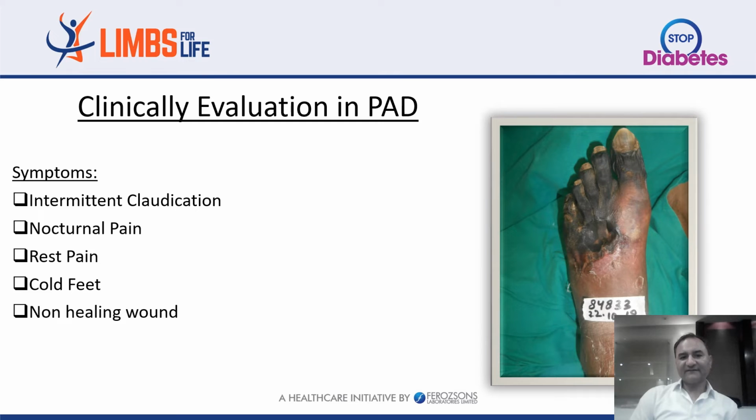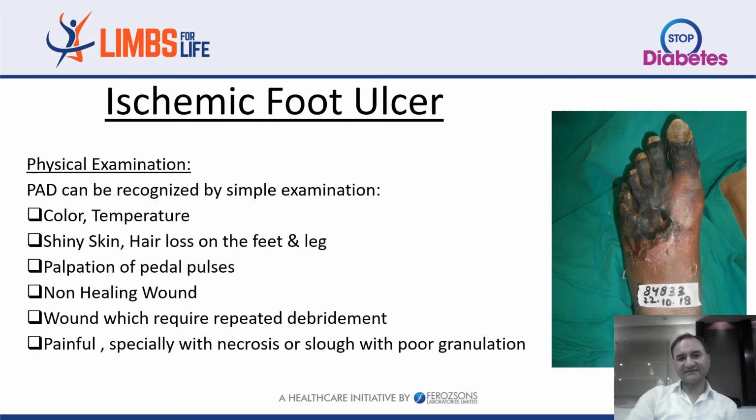So the clinical evaluation in peripheral arterial disease: if the patient is complaining of intermittent claudication, nocturnal pain, rest pain, has got cold feet and non-healing wounds, then you will include peripheral arterial disease in your differential diagnosis and will try to ascertain how much of a peripheral arterial disease the patient has.